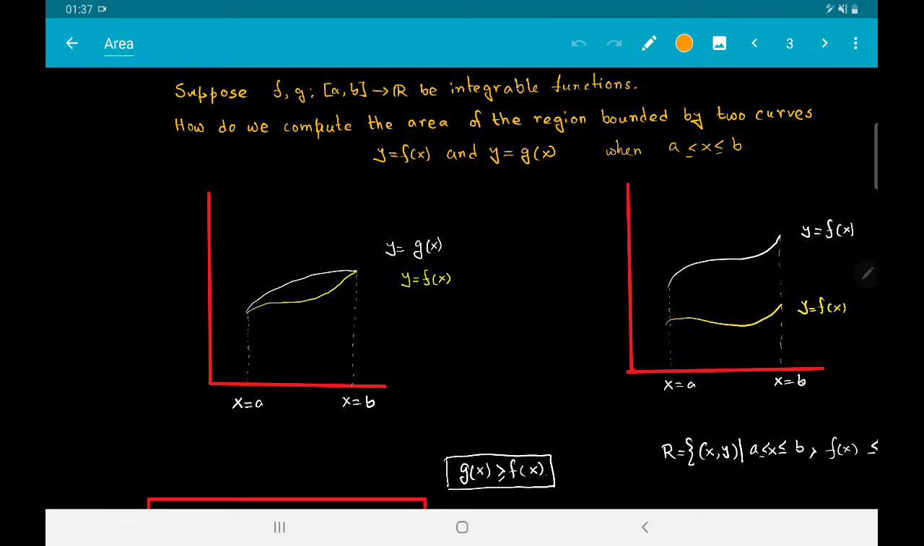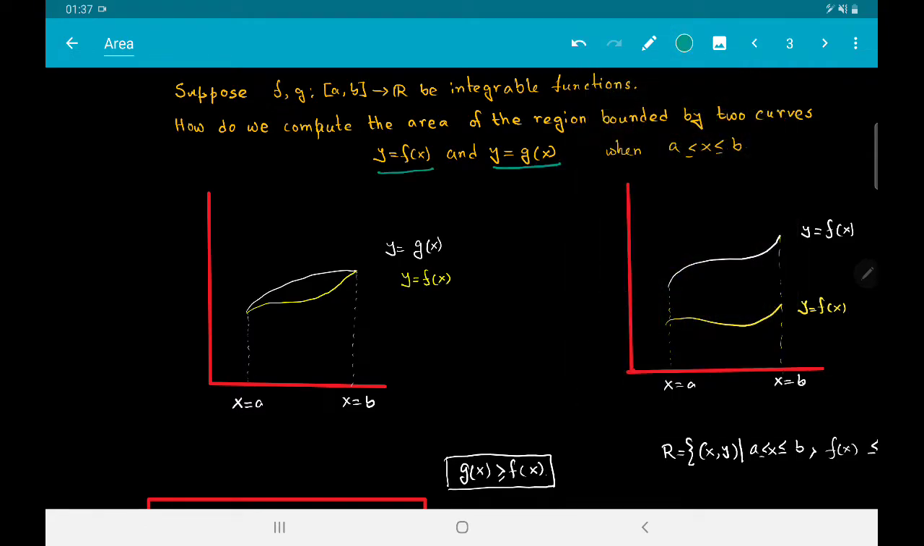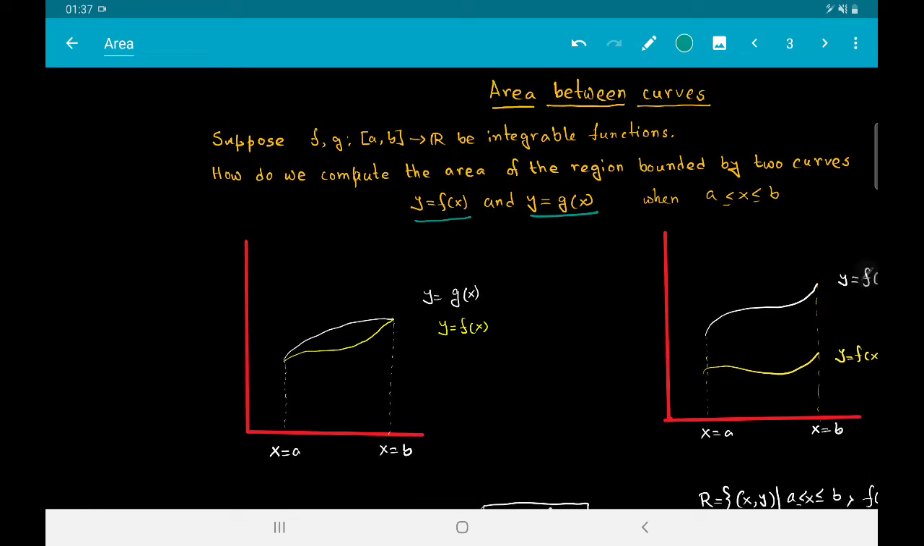Suppose we have been given two functions, f(x) and g(x), and suppose we want to compute the area between the curves y equal to f(x) and y equal to g(x). First let us have a look at a few pictorial examples. Suppose we have plotted the graphs of these two functions in the interval where x lies in the closed interval [a, b], and we want to compute the area of the region which lies exactly between them.